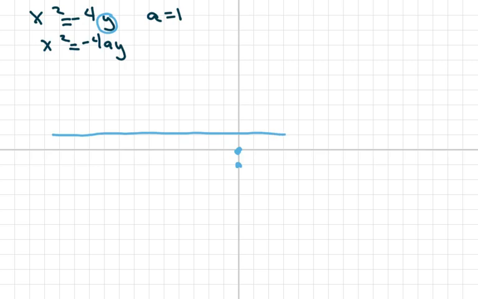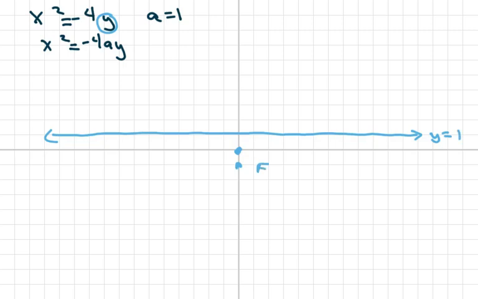One more. We have the equation x squared equals negative 4y. It's in the form of x squared equals negative 4ay. Therefore, your a is 1. When it opens down, if you move the negative over, it'd be y equals negative x squared. So our vertex is at 0, 0. We're going to go down 1 for the a and up 1 for the directrix, which is y equals 1.